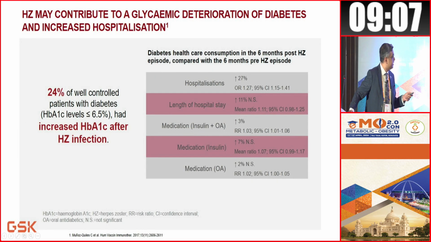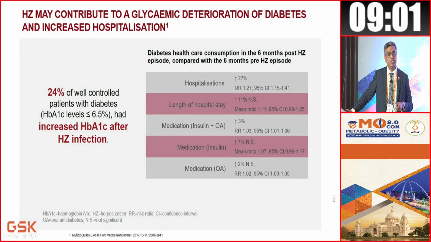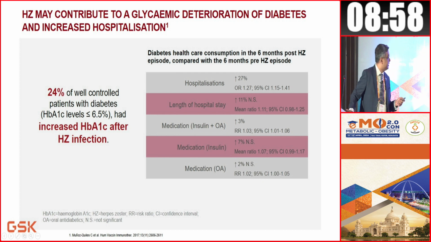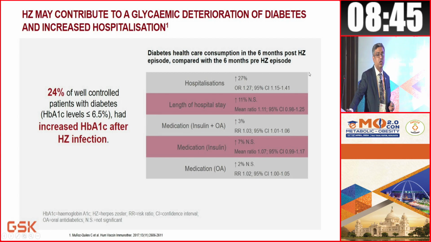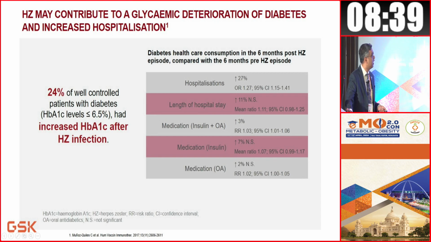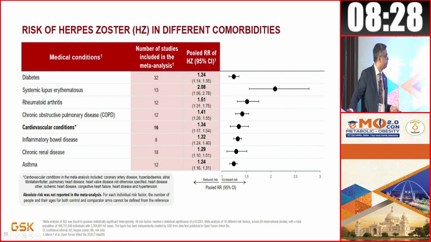Now, this is another data showing you that this is not a unidirectional problem. Herpes can also influence your blood glucose control. And this data over here shows you that 24% of very well-controlled patients of diabetes having a HbA1c of less than or equal to 6.5 were having increased HbA1c after the patient got affected with herpes. And if you look at the length of stay and the medication used like insulin, they were also increased, but albeit statistically they were not significant, there was a numerical increase over there.